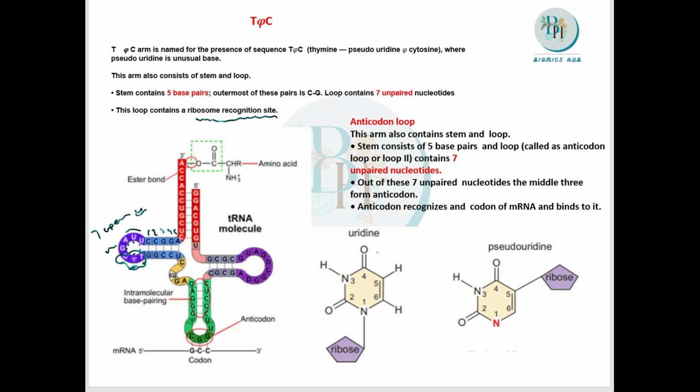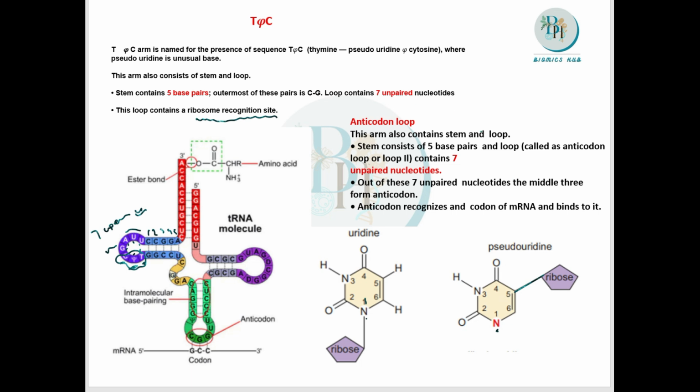First we have to see the main difference between uridine and pseudouridine. In uridine, the ribose binds with the first nitrogen. But in pseudouridine, the position of this bond changes: now the ribose is not bound with the first nitrogen, it bonds with the 5th carbon of uridine. This is the only difference between uridine and pseudouridine. Due to this modification, it also protects the tRNA from certain RNases which help in its degradation.